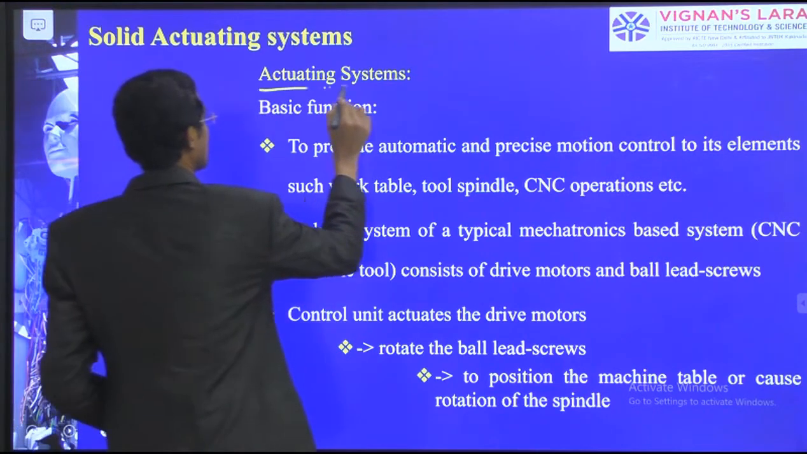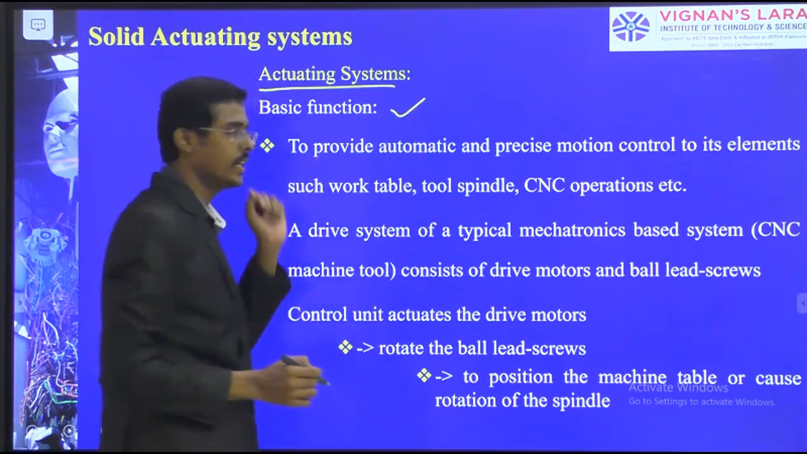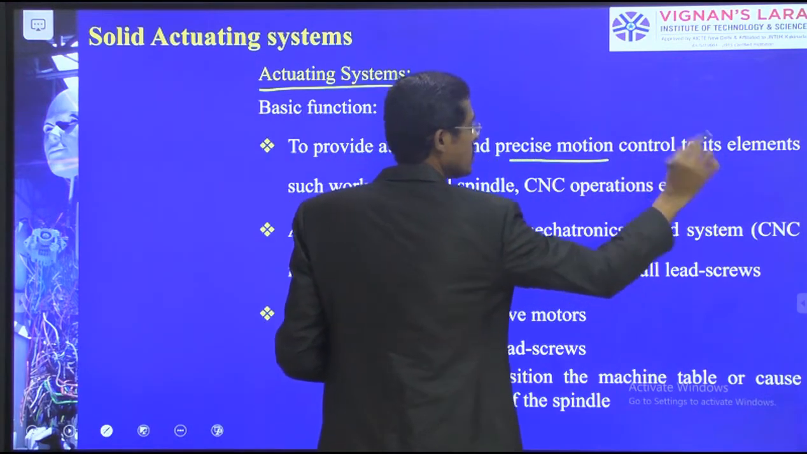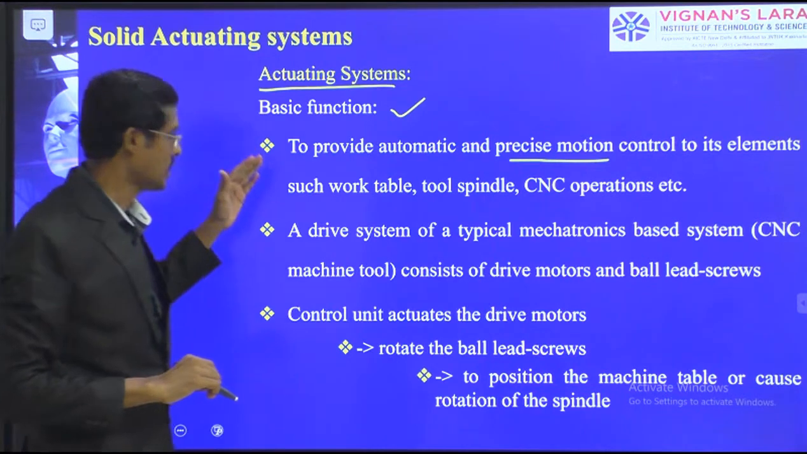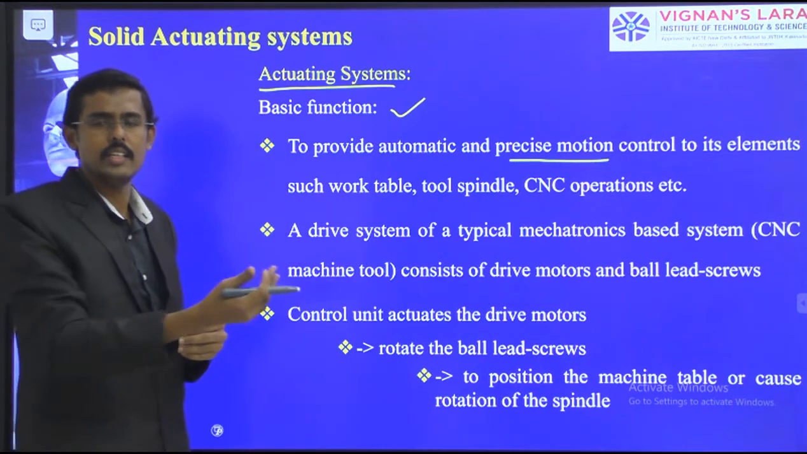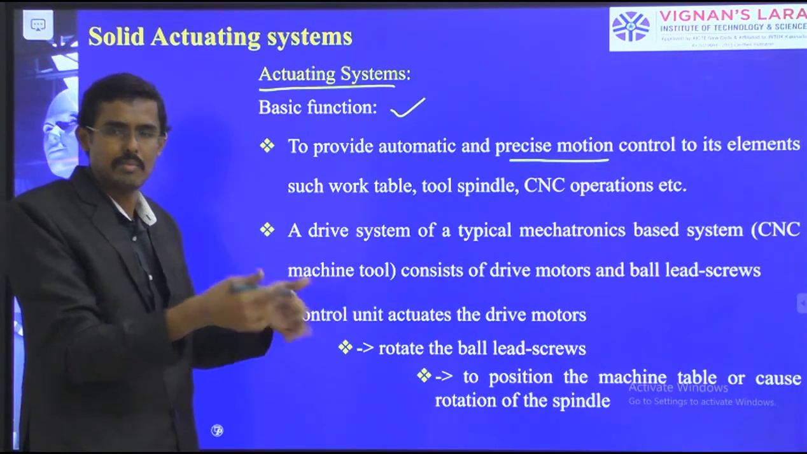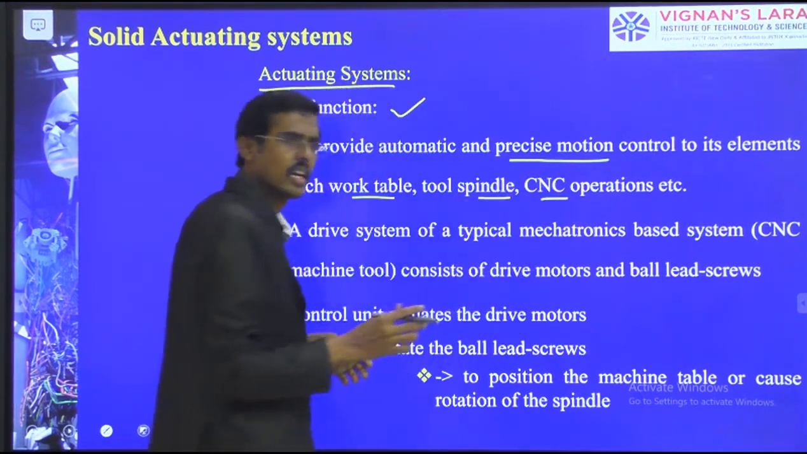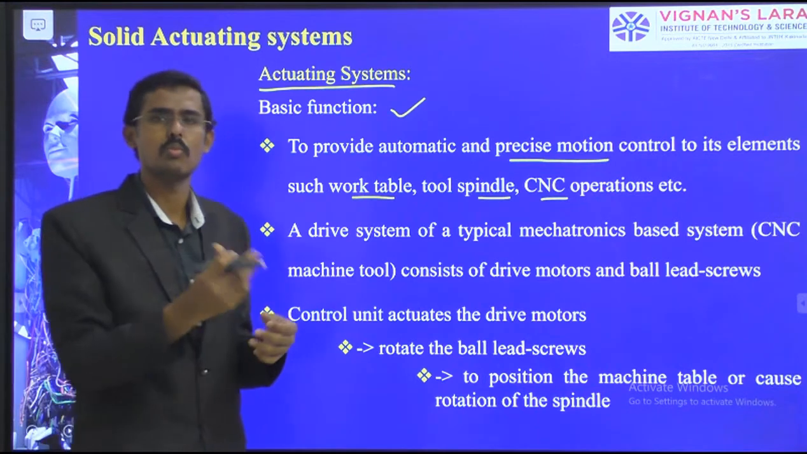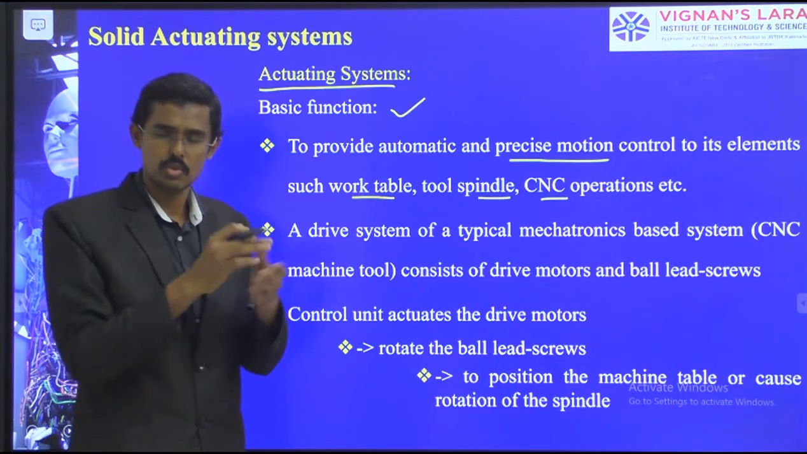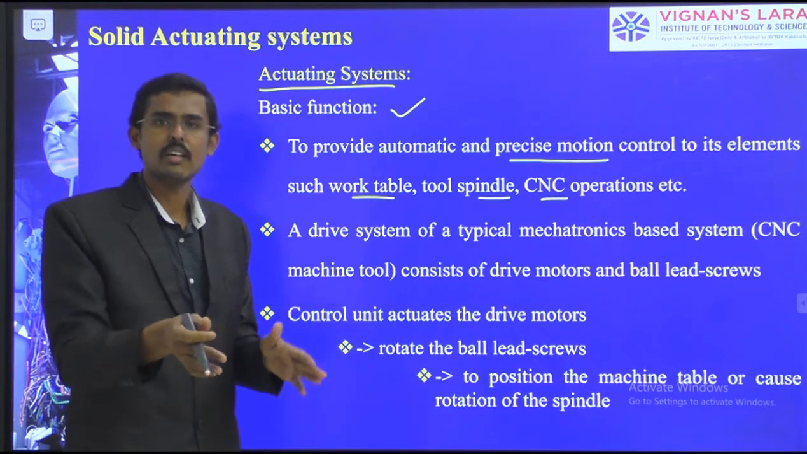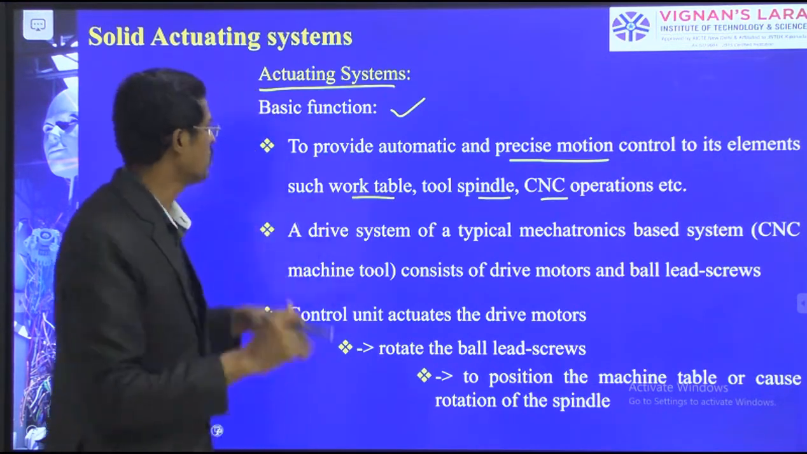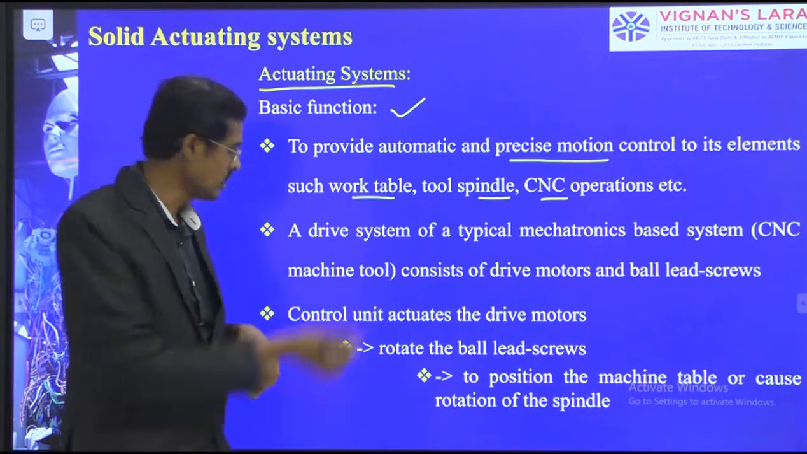The basic function of actuating systems is to provide automatic and precise motion control to its elements. For example, moving a table or spindles, CNC operations, any robotic functions, switching the motors on or off, or running pneumatic controls and hydraulic controls. Any such actuating system functions to be done, so for that we are going to see these various functions.